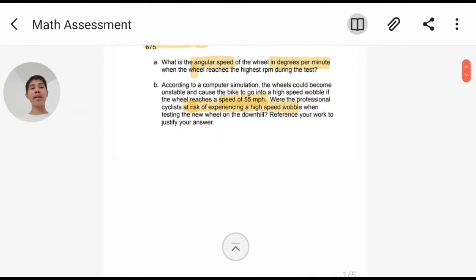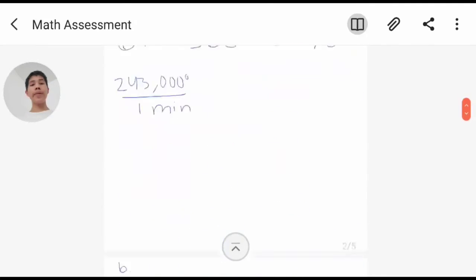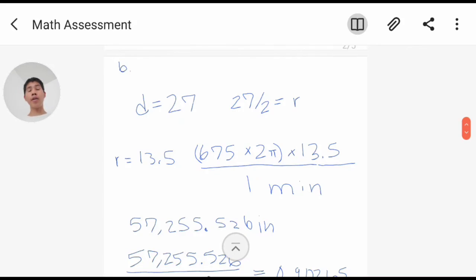There are two things that I highlighted here, that being speed of 55 miles per hour, so that is the speed that we're comparing to, and at risk of experiencing a high-speed wobble. Now that's what we're trying to figure out. Now, going back to the info that we got from number one, diameter is equal to 27.